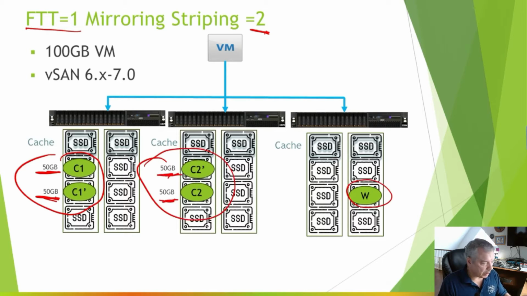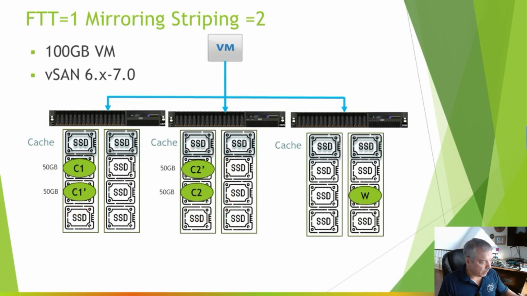Now this example I'm talking about is vSAN 6 to vSAN 7, okay? What we notice in this example is that this second component, which I called component prime, is on the same disk group. It could have put it over here, or over here, on a different disk group, but it didn't. So in version 6 to 7, it potentially puts it onto the same disk group. What's the bad thing about this?